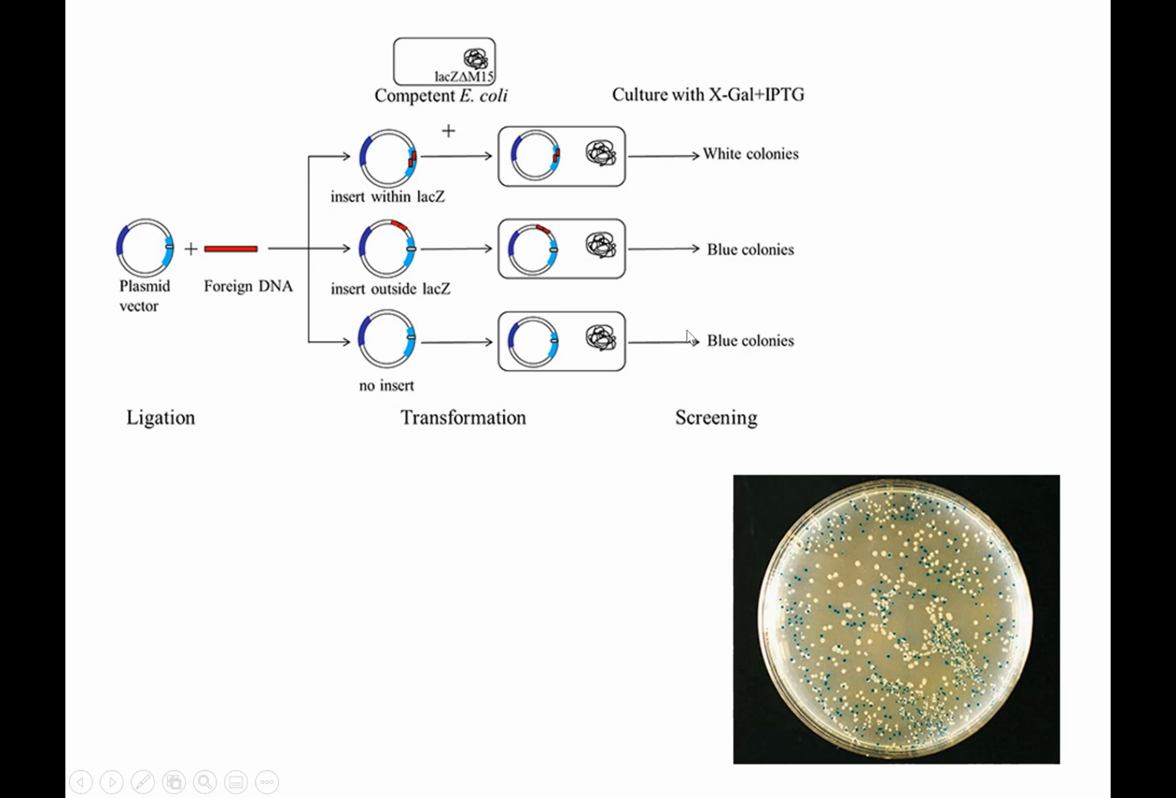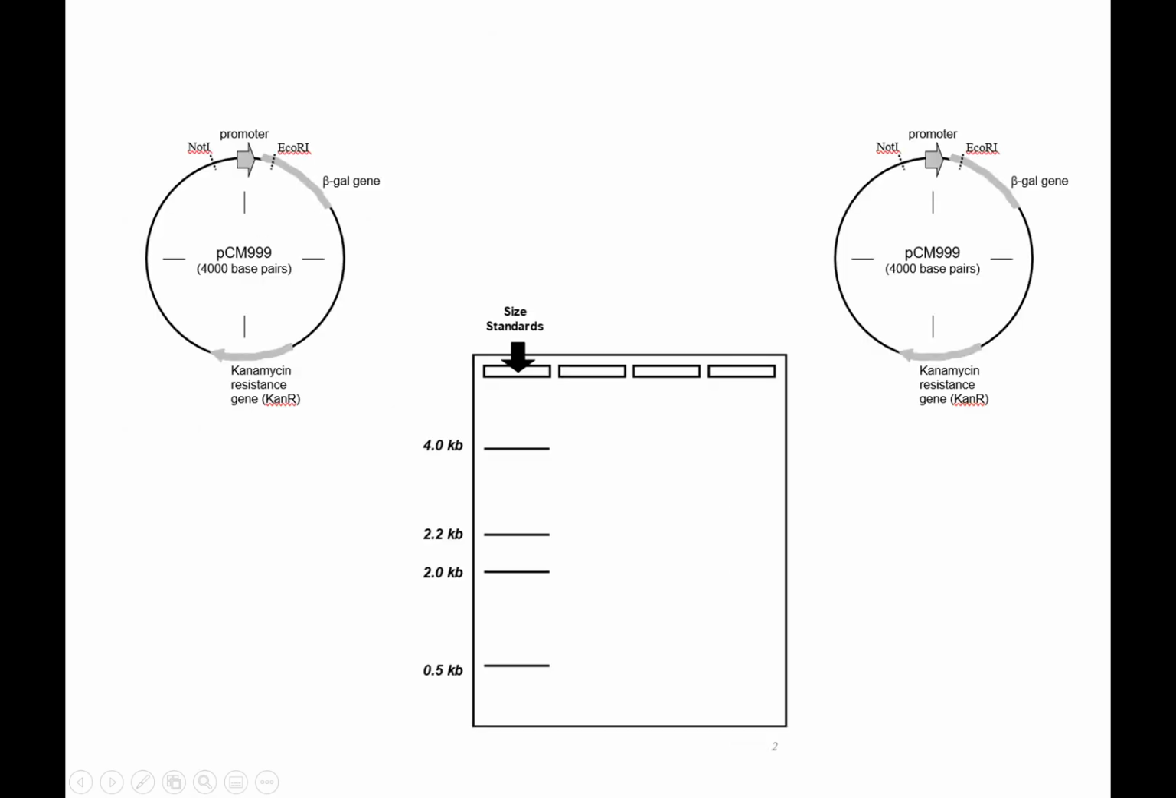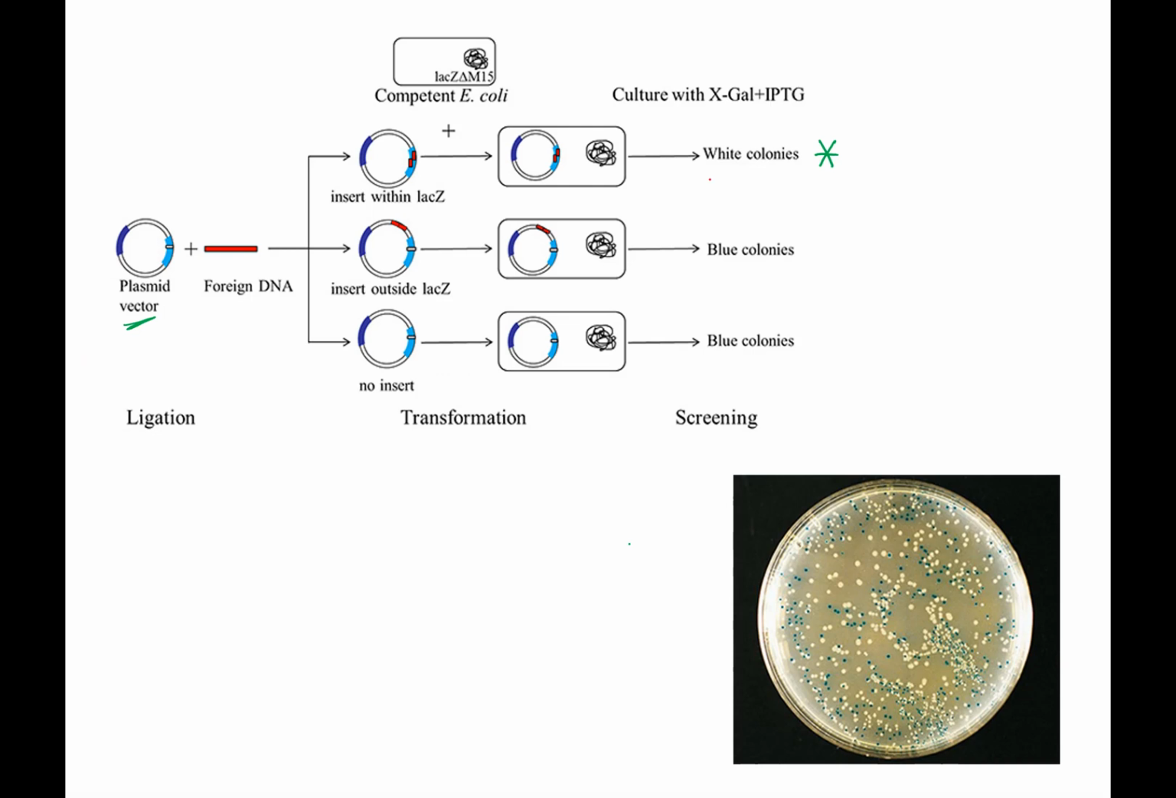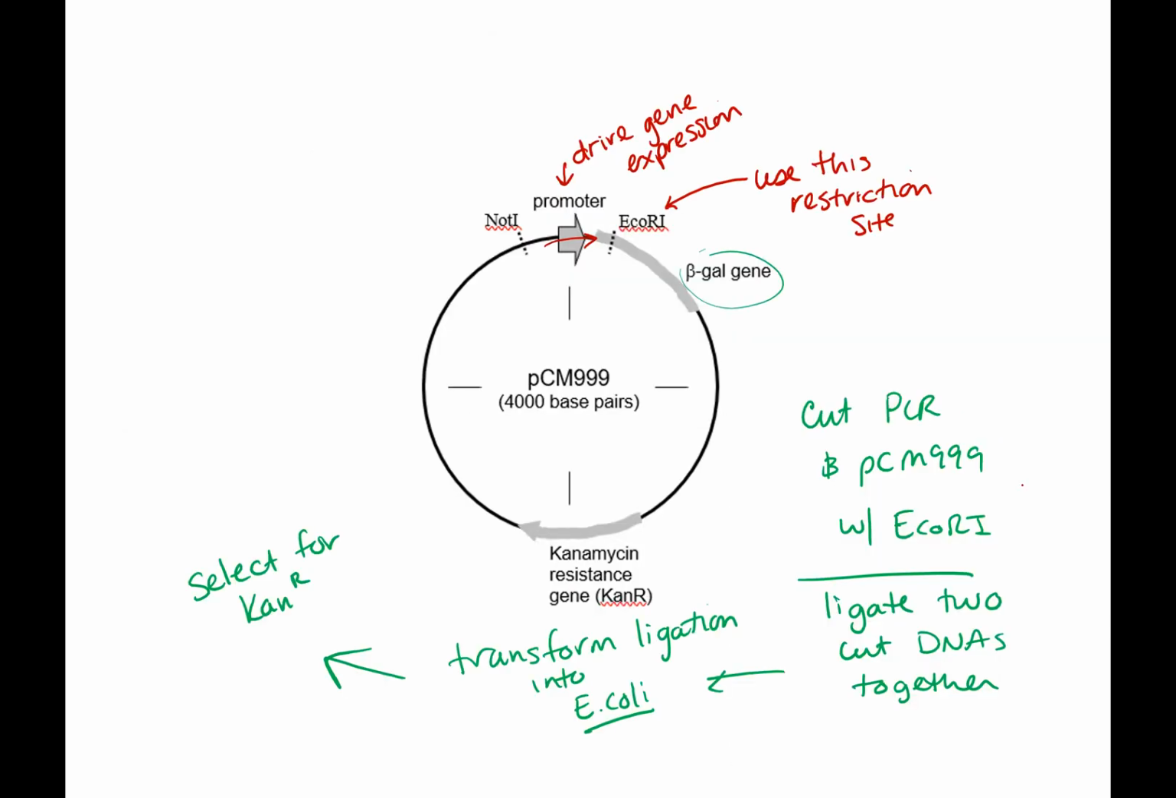So the blue-white screening. What happens is, here's this vector, and here's what you want to happen. You want your foreign DNA to interrupt that LacZ gene, that beta-gal gene. And so if it does, you get white colonies. If LacZ is expressed, the colonies will look blue. You can see these blue colonies here. And what you want is white, because that means that your gene inserted in here and disrupted the beta-gal gene.